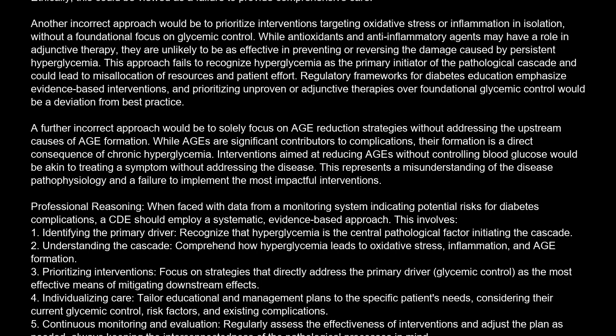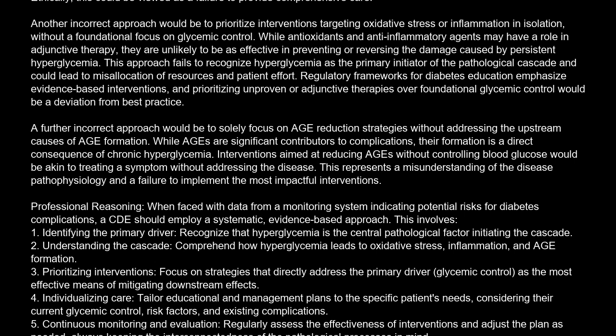Another incorrect approach would be to prioritize interventions targeting oxidative stress or inflammation in isolation, without a foundational focus on glycemic control. While antioxidants and anti-inflammatory agents may have a role in adjunctive therapy, they are unlikely to be as effective in preventing or reversing the damage caused by persistent hyperglycemia. This approach fails to recognize hyperglycemia as the primary initiator of the pathological cascade and could lead to misallocation of resources and patient effort. Regulatory frameworks for diabetes education emphasize evidence-based interventions, and prioritizing unproven or adjunctive therapies over foundational glycemic control would be a deviation from best practice.